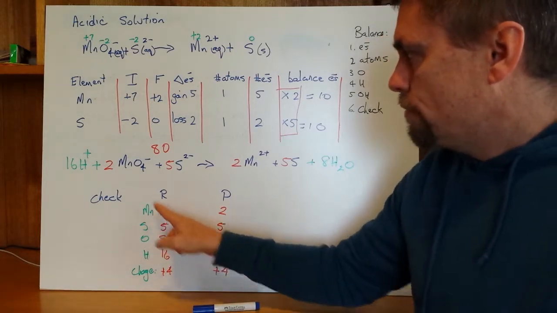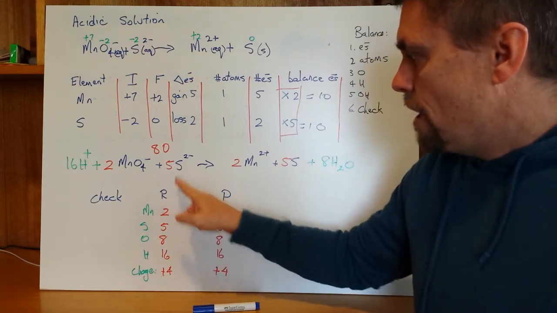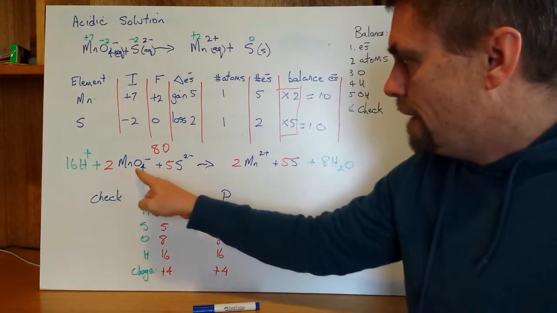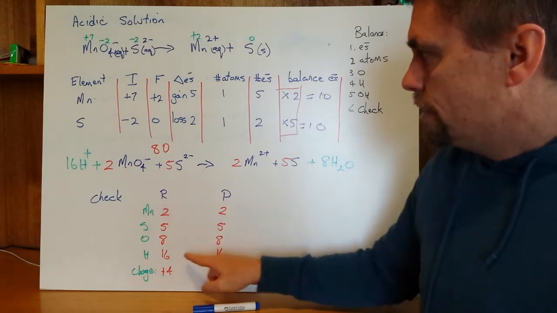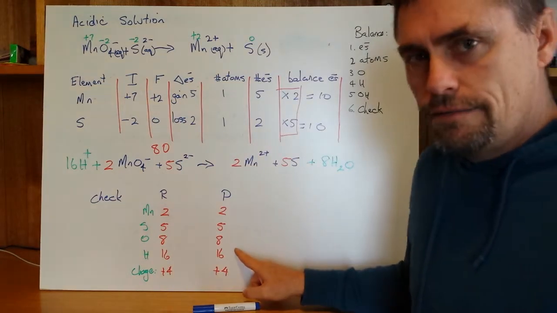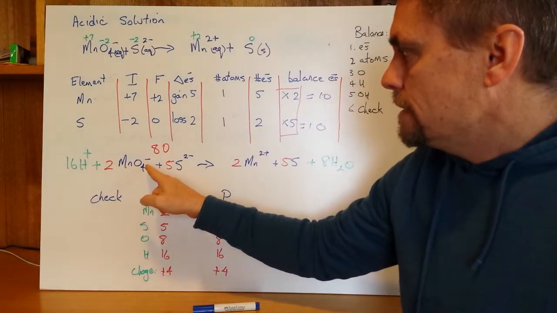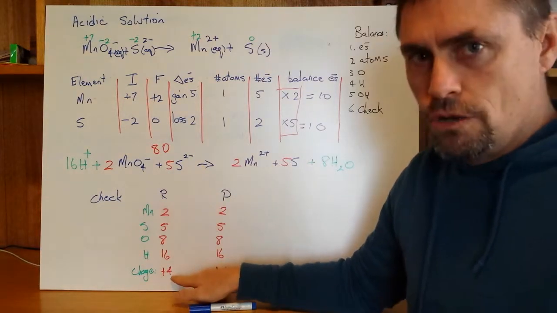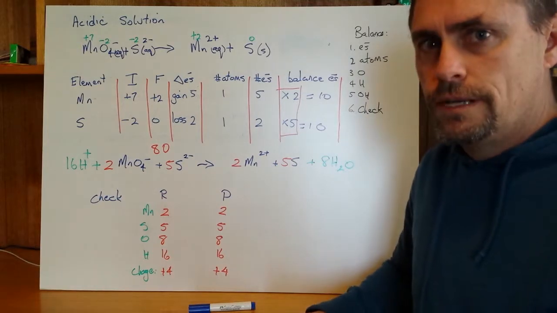So our manganese, we have 2 on the left hand side, 2 on the right hand side. Our sulfur, we have 5 on the left hand side, 5 on the right hand side. Oxygen, we now have 8 on the left hand side, we have 8 on the right hand side. Hydrogen, we have 16 on the left hand side, 16 on the right hand side. Finally our charge, we have 16 times 1, which is 16, minus 2, which is 14, minus 10, which is +4 overall. And on the right hand side, we've got 2 times 2+, which is +4. So that's now balanced.